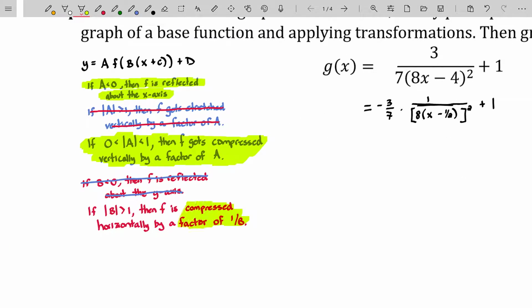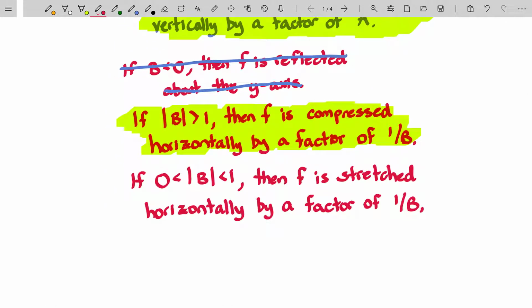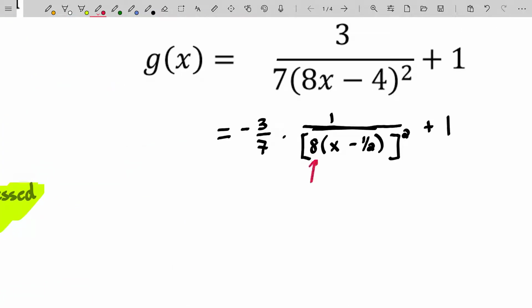Now, despite the fact that this is actually the winner, I'm still going to write out what would have happened if the magnitude of b was between 0 and 1, just for completeness. So if the magnitude of b is between 0 and 1, like a half or something like that, then f gets stretched, the opposite of what you would think. It'd be stretched by a factor of the reciprocal of b. So again, if that b, this coefficient of x here, let's just pretend for a second it was a third. That means that the graph would be stretched by a factor of 3, the reciprocal of 1/3.